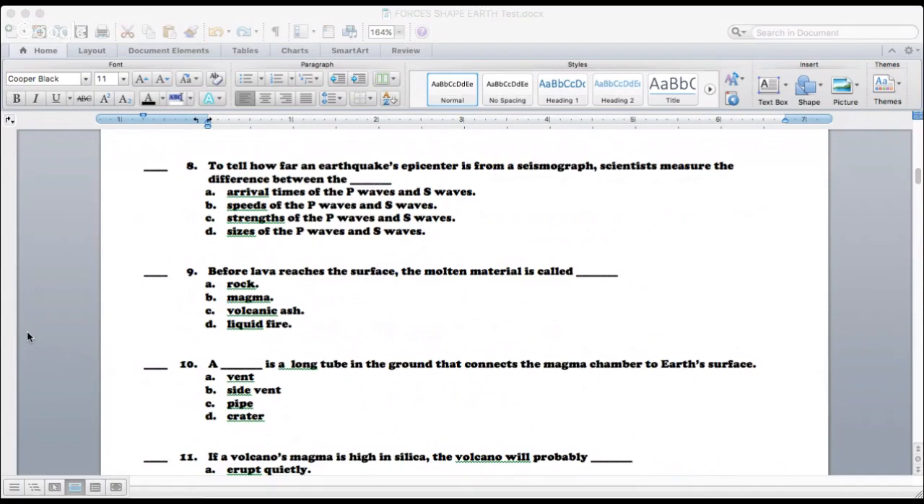Number 10. A blank is a long tube in the ground that connects the magma chamber to the Earth's surface. A. Vent, B. Side vent, C. Pipe, D. Crater.